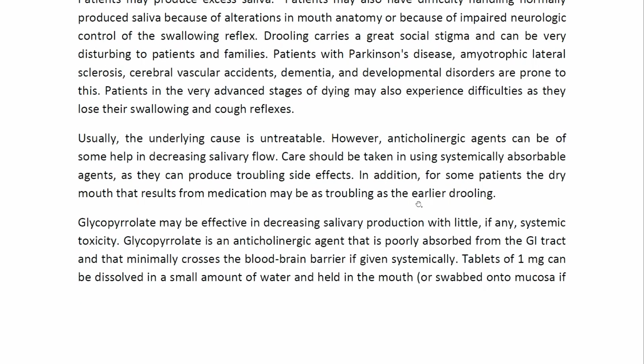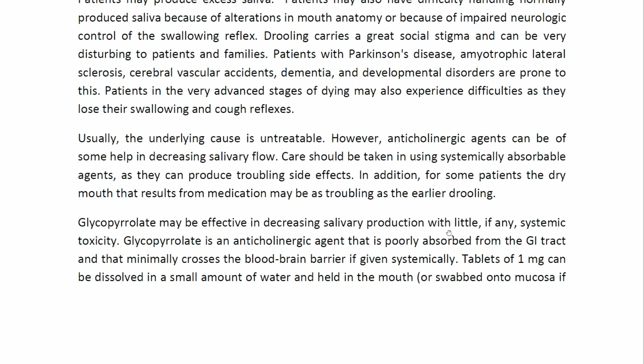Usually, the underlying cause is untreatable. However, anticholinergic agents can be of some help in decreasing salivary flow. Care should be taken in using systemically absorbable agents as they can produce troubling side effects. In addition, for some patients, the dry mouth that results from medication may be as troubling as the earlier drooling.